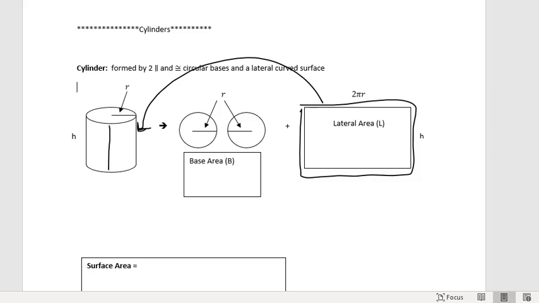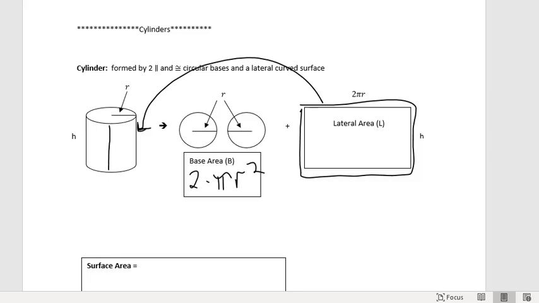So for our base area, to find our overall surface area, a circle still has a radius. We're going to look at the area of a circle, but there are two circles, so it's 2 times a circle area, which is pi r squared, so it's 2 times pi r squared.